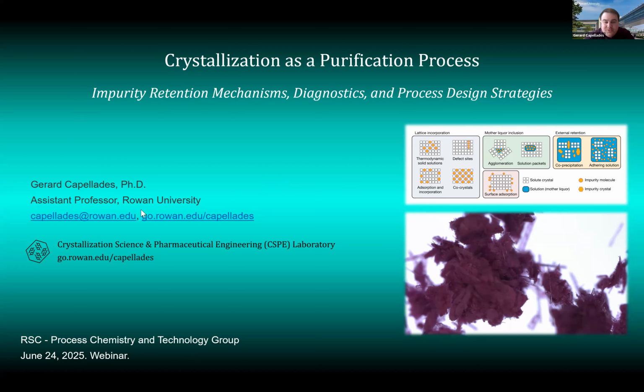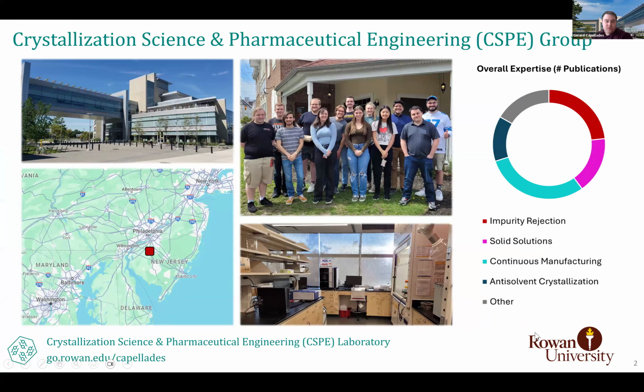As Bao introduced, we're going to be talking a bit about impurity rejection. That's one of the thrusts that we have in the group. I'm going to start first by introducing my group slightly. We are actually located a little bit south of Philadelphia in the US.